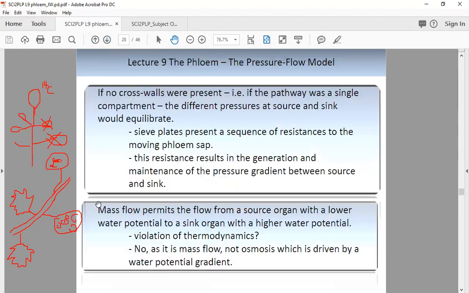And that doesn't make sense, does it? Is this a violation of the law of thermodynamics? No, because we're talking about mass flow driven by pressure gradients, not simple osmosis.